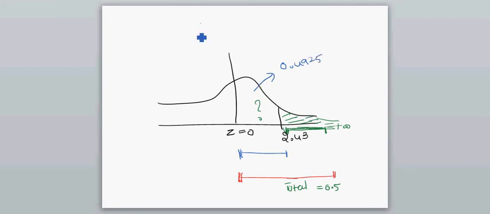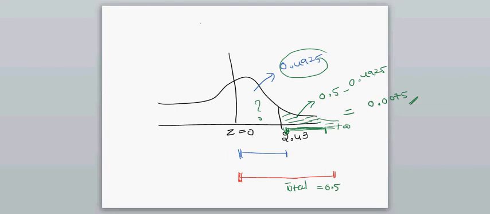Now how do you get this shaded portion area? By removing this 0.4925 from the total area 0.5, that is 0.5 minus 0.4925, so that we get the answer as 0.0075. This is the same as of z less than or equals to minus 2.43.